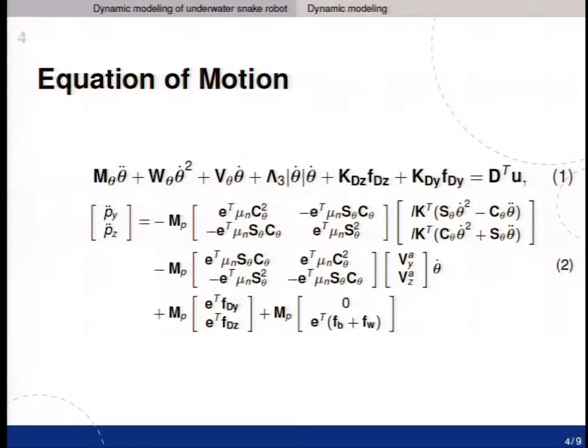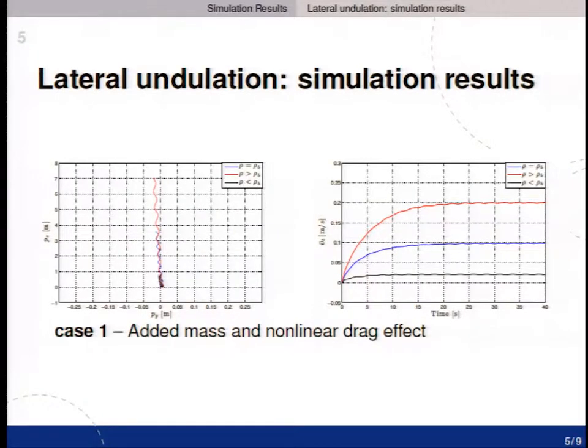The equation of motion looks like shown here. As I said already, there is a closed form solution, and the equations are particularly well suited for modern model-based control strategies.